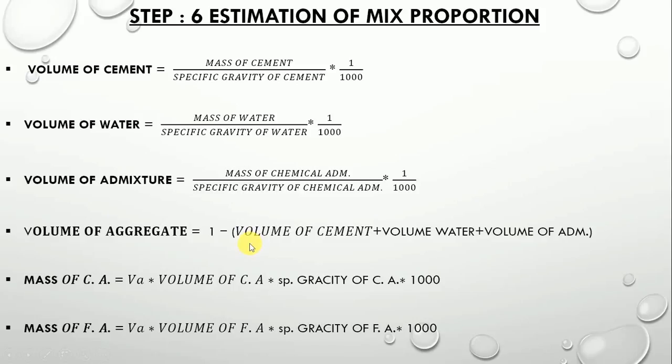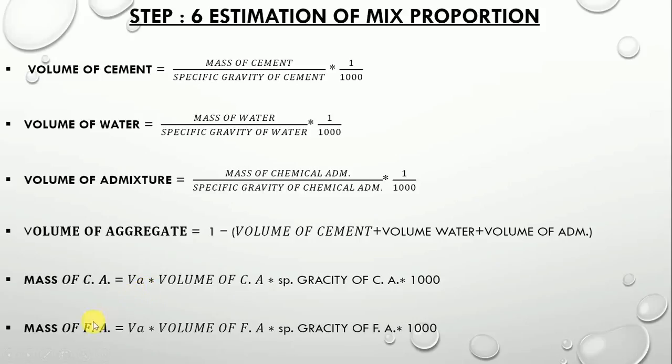Okay, now after getting the volume of aggregate, we know how much total quantity of aggregate is present in this mix. Then if we want to find out the coarse aggregate and fine aggregate, we can easily calculate it from this formula. That is, mass of coarse aggregate is equal to volume of whole aggregate into volume of coarse aggregate that we had found earlier, into specific gravity of coarse aggregate into 1000. After putting all these values in this formula, we will easily get the mass of coarse aggregate.